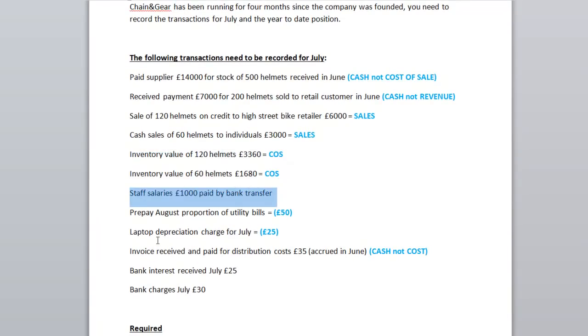Next we have the staff salaries. We then have the prepayment, which, if you followed the previous videos going through the life of Chain and Gear from April, May and June, we have a utility bill of £150, and the last of this is going to be charged in the month of August. And then we have the laptop depreciation, which is the same every month, as we've seen in each of the videos to date. The last item is we've actually physically paid the invoice for an item that we'd previously accrued for. So this is just a cash, not a cost entry in the profit column on your worksheet. It's already been recorded as a cost in the previous month, so we don't need to put that into the profit column. And the last 2 items are pretty straightforward in terms of bank interest received and bank charges.